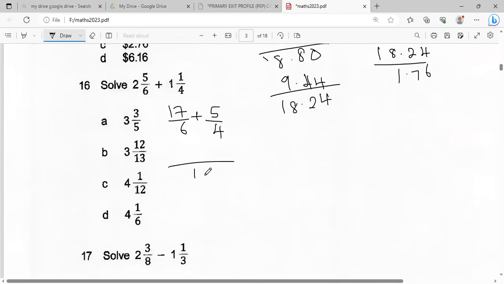LCM will be 12. 6 into that goes 3 times. I literally just get this 3 times that. 3 sevens 21, 3 ones 3, and that's 51. 2 6 is 12, and 5, 17. All right, so I multiply 6 into this 2. 3 sevens 21, 3 ones 3, so that's 51.